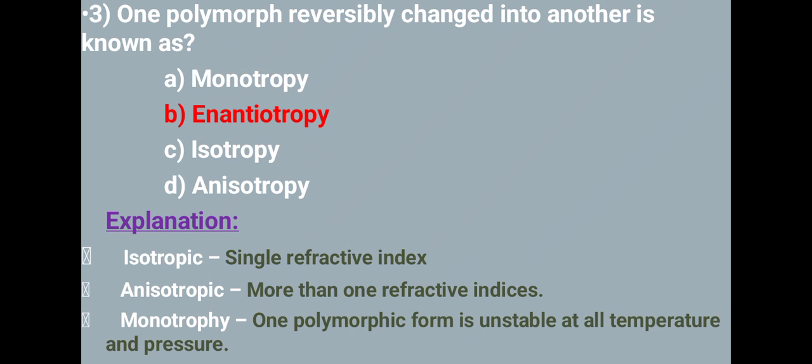Now coming to third question. One polymorph can be reversibly changed into another is known as enantiotropy. So the example of enantiotropy is sulfur. We can see explanation. Isotropy is known as single refractive index and anisotropy is known as more than one refractive indices, and monotropy means one polymorphic form is unstable at all temperature and pressure. We can see some example of monotropy, that is glyceryl stearate.